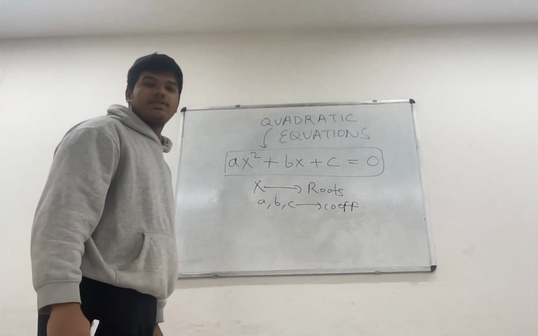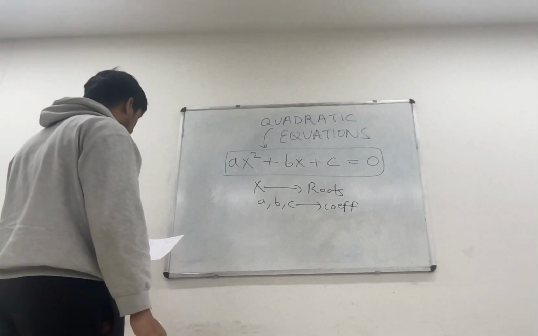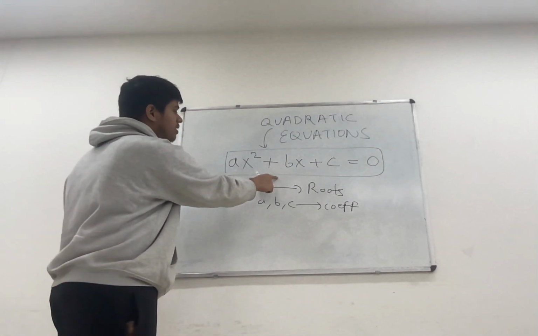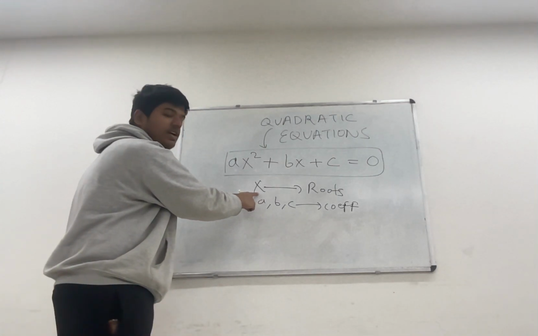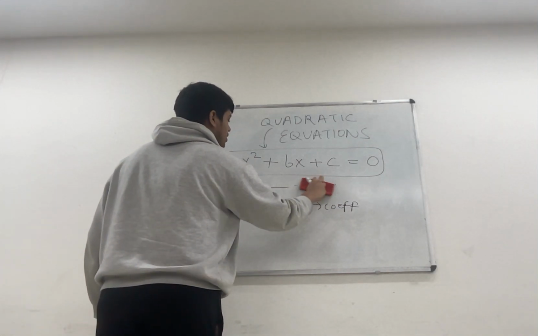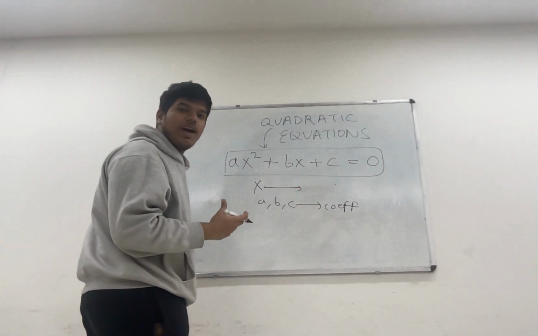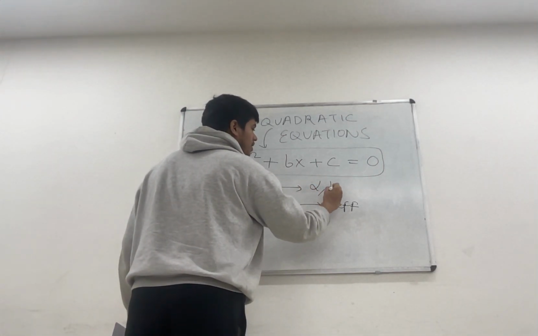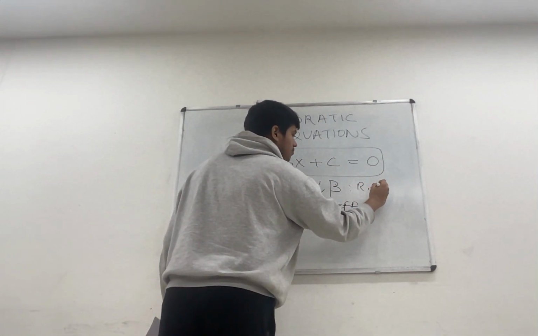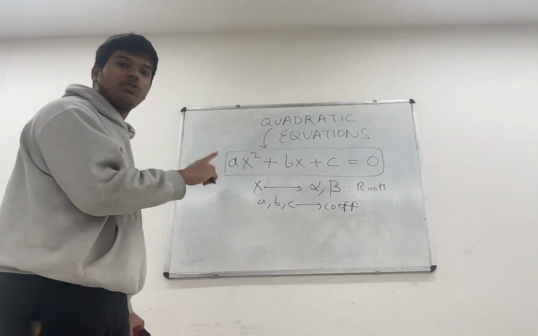So now let us see what is the relation between roots and coefficients. For any quadratic equation, there will be two values of x. Let us call them alpha and beta. So alpha and beta we will call the roots of the quadratic equation. Let me give you three very useful relations between the roots and the coefficients.